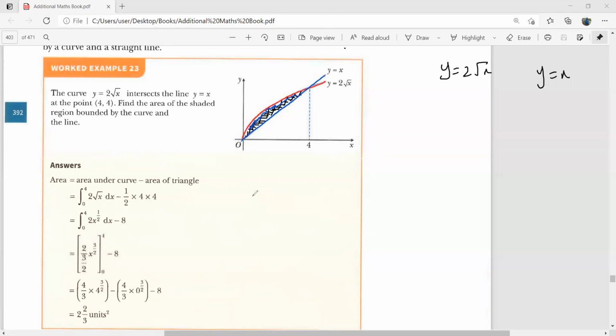Now, this is up to you, people. You can do it like this, this is going to be limit from 0 to 4, 2 under root x dx, and then minus, this is up to you. You can either use the area of the triangle formula, or you can even do it like this from 0 to 4 x dx. Guys, choice is all yours. You can either use the area of the triangle formula, or you can directly integrate this. ठीक है ना?